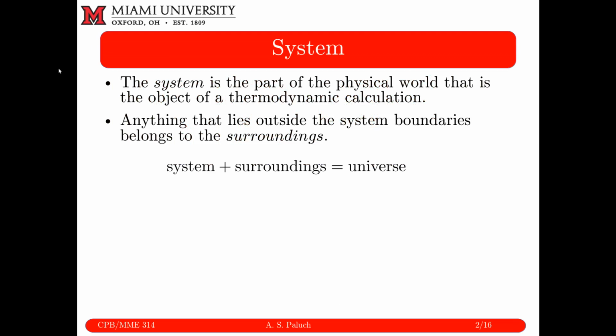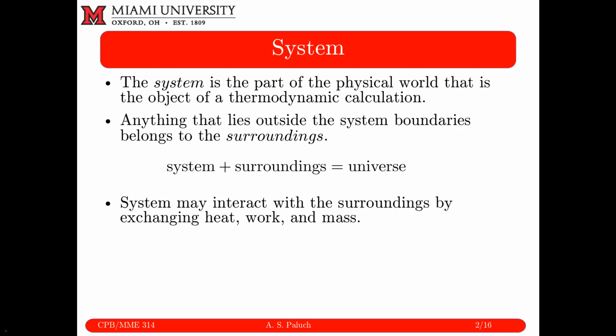All right, so the next concept from Chapter 1 is that of a system. The system is the part of the physical world that is the object of a thermodynamic calculation. Anything that lies outside the system boundaries belongs to the surroundings. The system plus the surroundings is equivalent to the universe. A system may interact with the surroundings by exchanging heat, work, and mass.